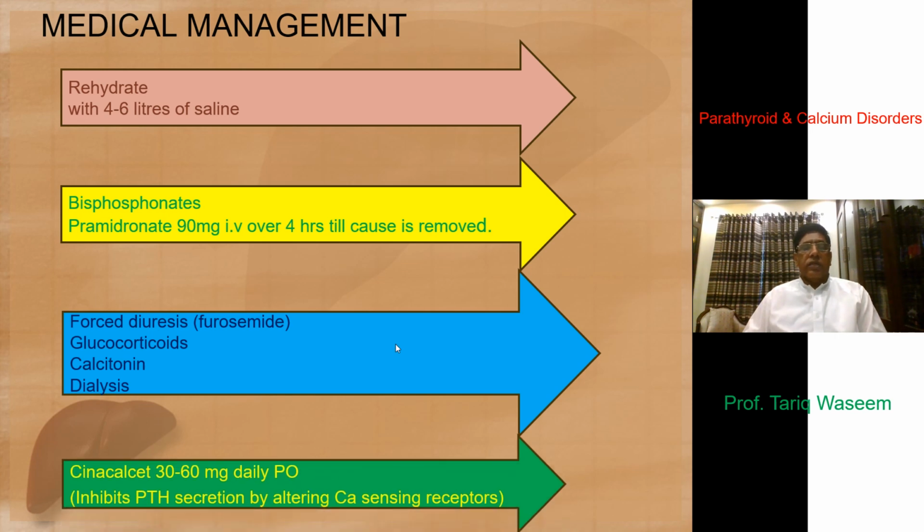Cinacalcet is available, and it is an oral agent which inhibits the parathyroid hormone secretion by altering the calcium sensing receptors in the parathyroid. So that can be a drug of choice in patients who have to undergo medical management of hypercalcemia, possibly because of hyperparathyroidism as well as maybe in malignant hypercalcemias.